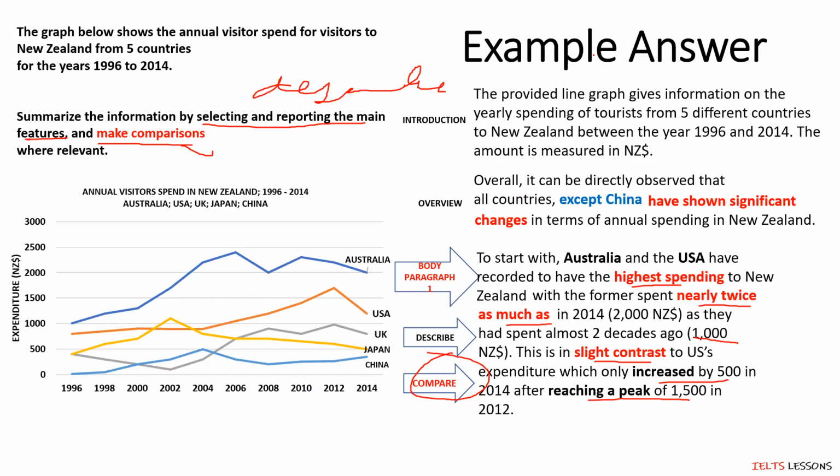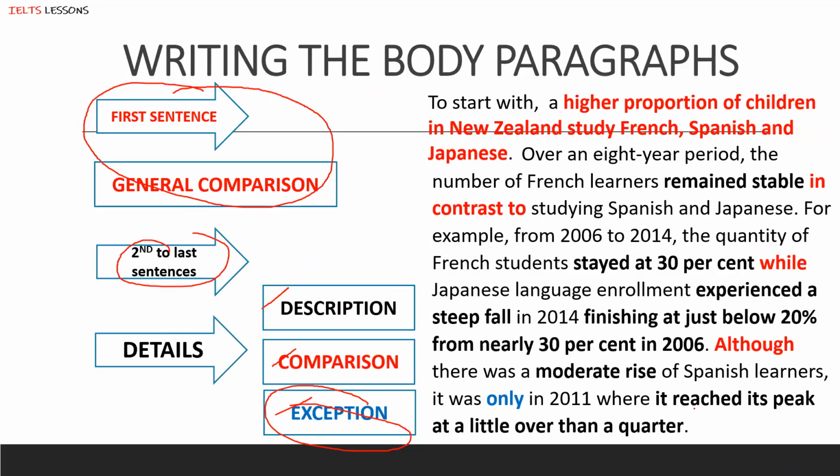in this graph here for level 1 and level 2, we only have overview and body paragraph 1. We simply have to describe and compare. That's it. Now, if you move to level 3 writing, that is quite complicated, all right, and more flexible in grammar and vocab, with also a flexible structure. So we introduce here general comparison, description, comparison, and exception, in which case exception is most difficult to locate in the graph.